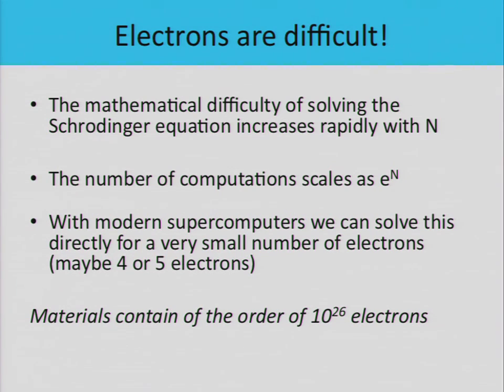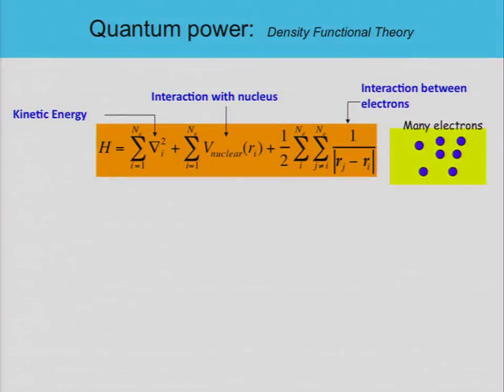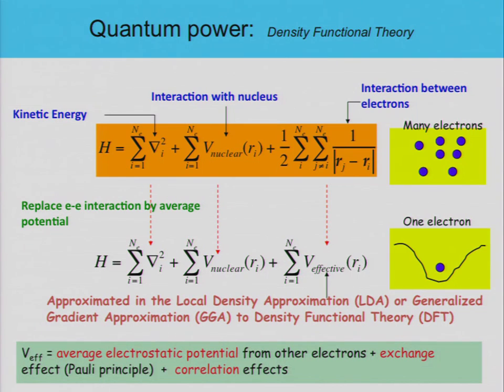And a typical solid contains 10 to the 20 electrons. So it's not feasible to solve this exactly. We have to come up with an approximation. And this is where density functional theory comes in. It's actually an exact theory, but it enables a very, very smart approximation.